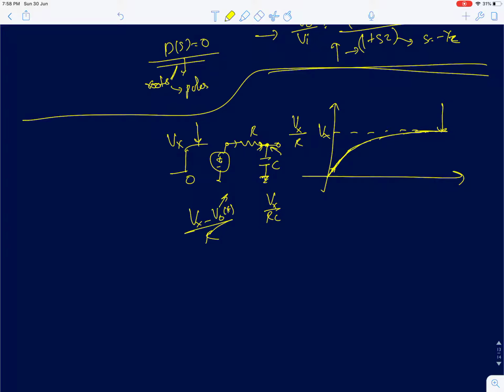Now we have just derived the transfer function for the system, it is 1 by (1 plus s tau). The pole of the system is at minus 1 by tau. So here the pole on the s plane is at minus 1 by tau, which is in the left half of the plane, so the system is stable.